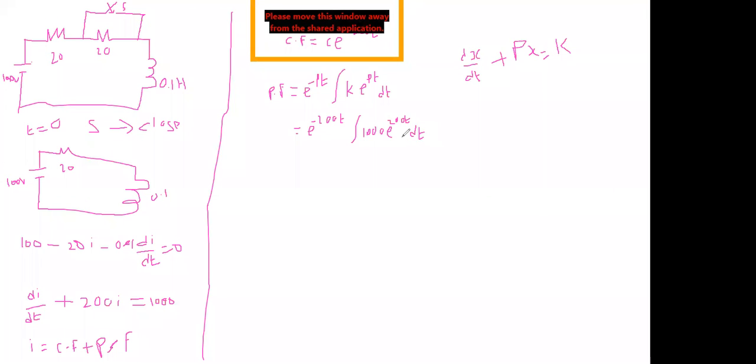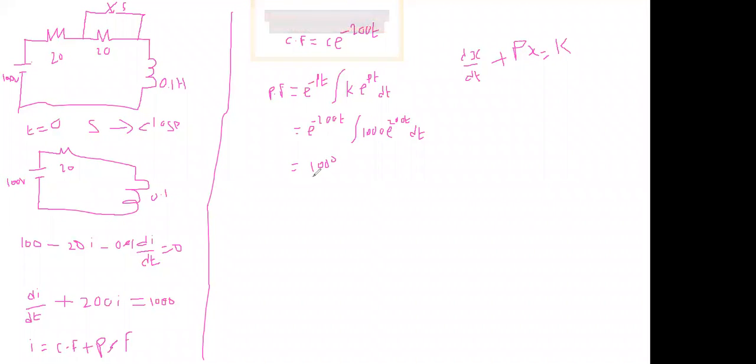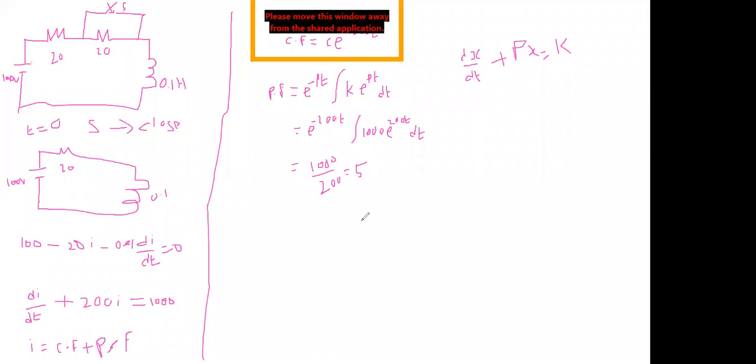e power 200t integrated, 1000 is a constant, e power 200t integrated gives e power 200t by 200. Finally we get 1000 divided by 200. After simplification, the value is 1000 divided by 200 equal to 5. So the particular function value is 5.